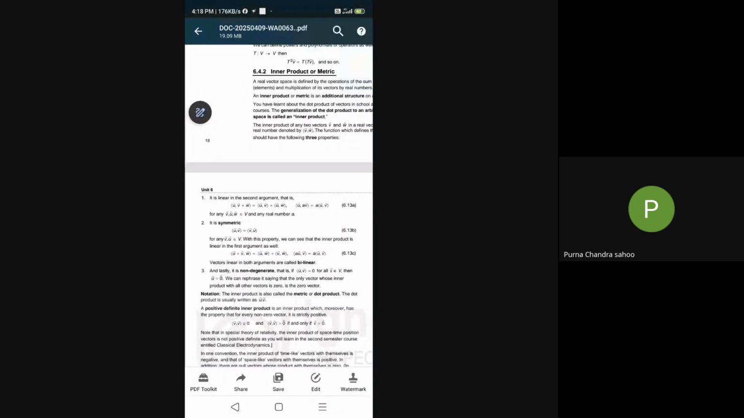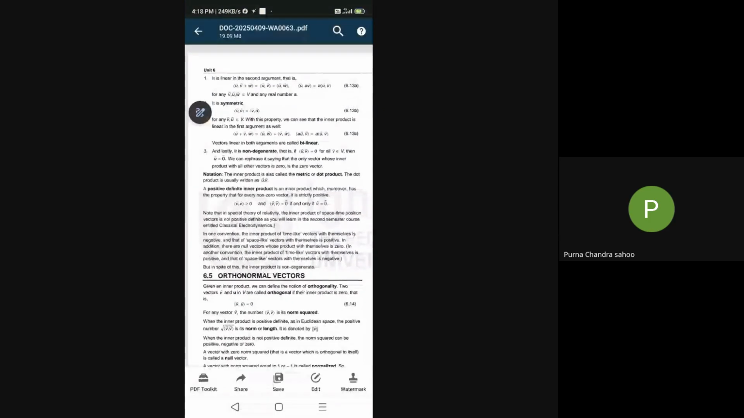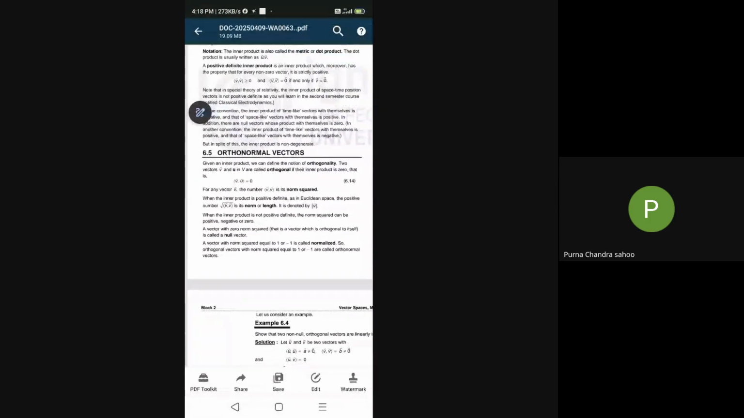And a positive definite inner product is an inner product which moreover has the property that for every non-zero vector it is strictly positive, as shown on the screen. Then orthonormal vectors. Given an inner product, we can define the notion of orthogonality. Two vectors V and U in V are called orthogonal if their inner product is 0, as shown on the screen. For any vector V, the number (V, V) is its norm squared.